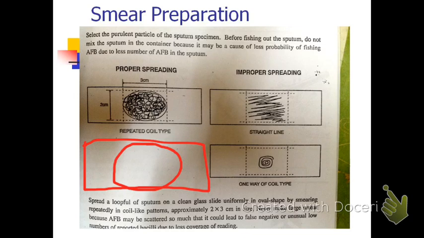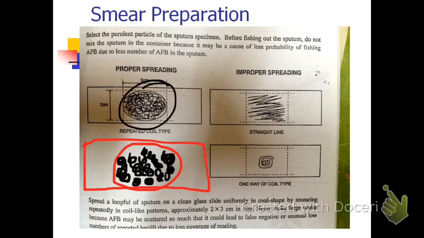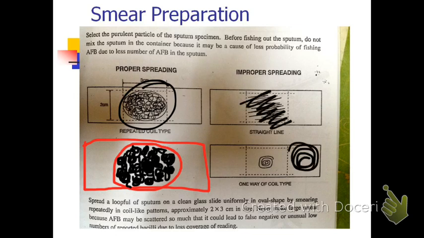And then after that, you have to employ the repeated coil. So this is what you call the repeated coil. My stylus is big, so that's the reason it appears to be big, but it has to be fine. Repeated coil until you are able to occupy the 2 by 3 area as shown here. After the repeated coil, your specimen is now ready for staining. So you're not supposed to spread it this way or this way. We call that the one-way coil.